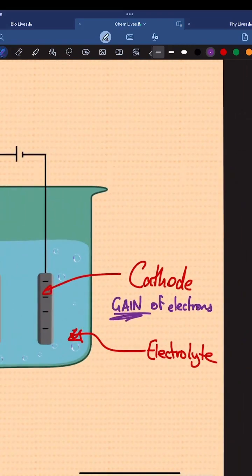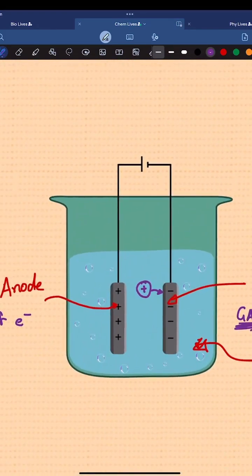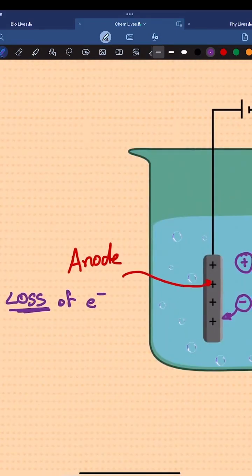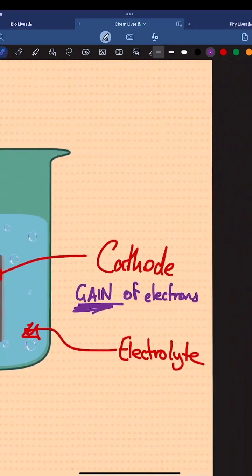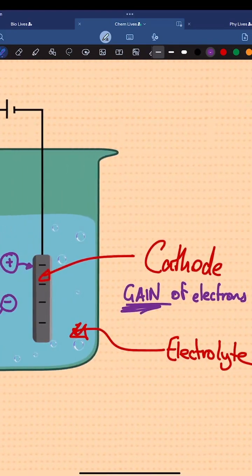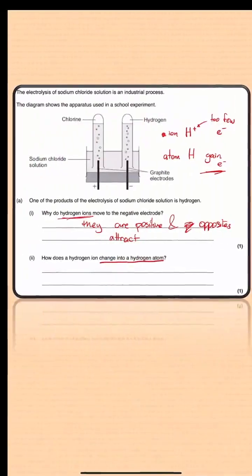So at the cathode, we've got electrons being gained. You've got a positive ion going to the cathode, because it gets attracted. And then we have a negative ion going to the anode. And at the anode, electrons are lost, and at the cathode, electrons are gained. Okay? All right, let's move on to the next question.